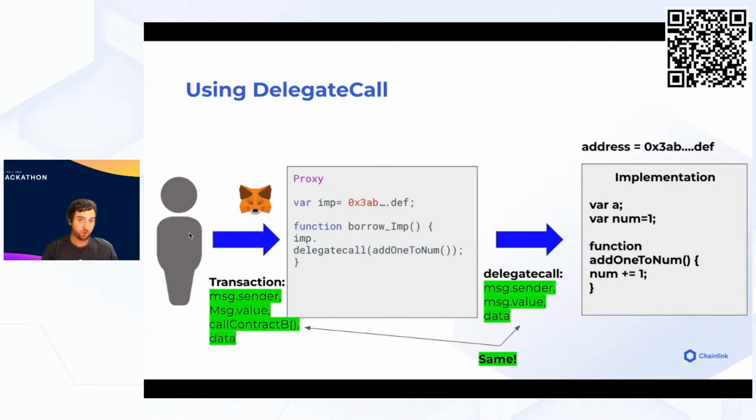So this is super important. It won't replace this with the message.sender of the proxy contract. To the implementation contract, it's still this user calling, even though it's this contract actually delegate calling, right? And it keeps the message.sender, message.value, and the data.